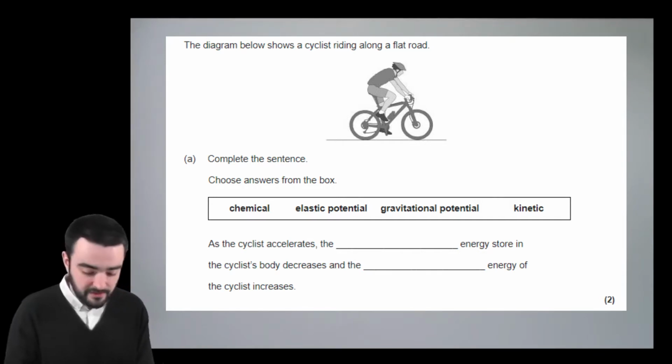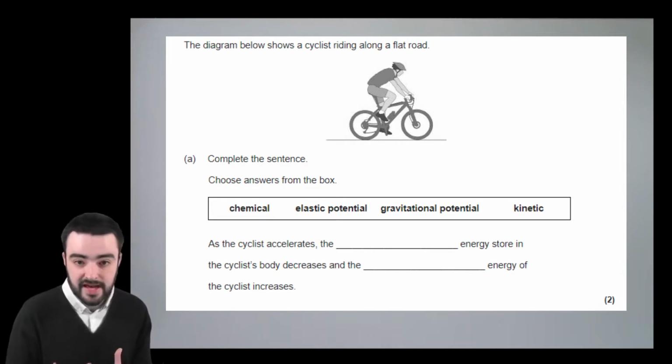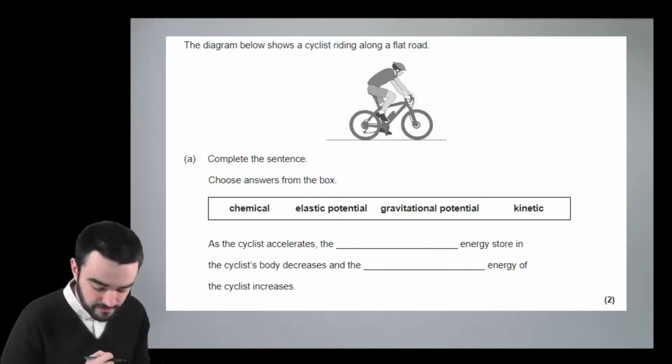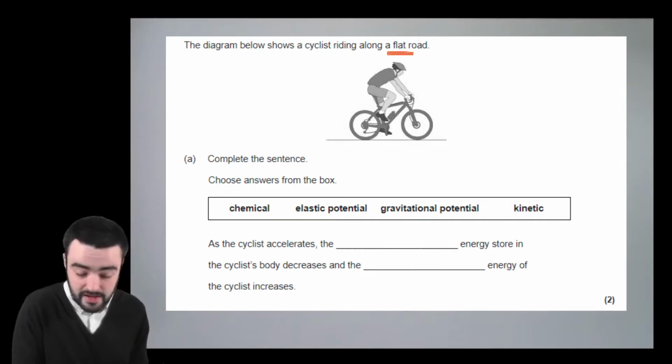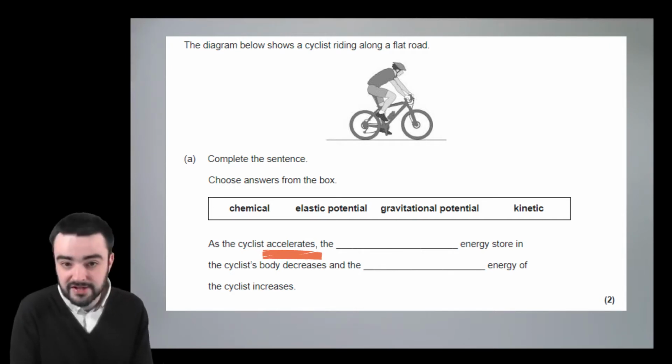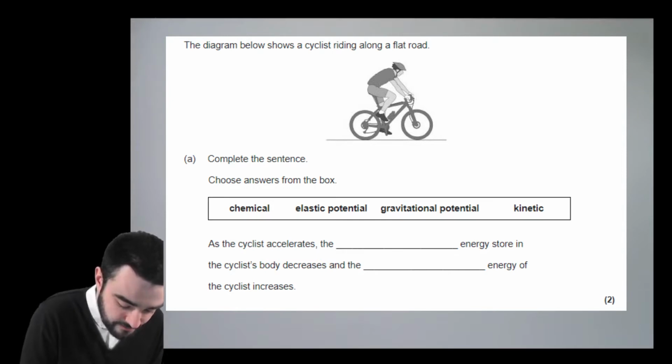So we've got 2 pieces of information. We've got that the cyclist is accelerating and that an energy store is decreasing. So we need to be thinking, what does a cyclist have as an initial energy store? So of these, chemical, elastic potential, gravitational potential, and kinetic, we need to think, well, it is a flat road, so it's probably not going to be gravitational potential. It's accelerating, so kinetic's not going to be increasing. Elastic potential doesn't have anything to do with this one, so it must be chemical.